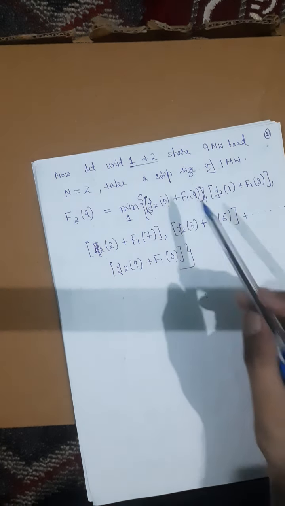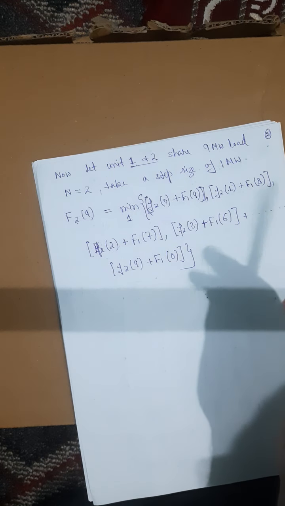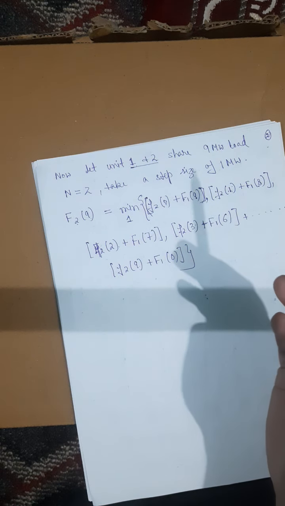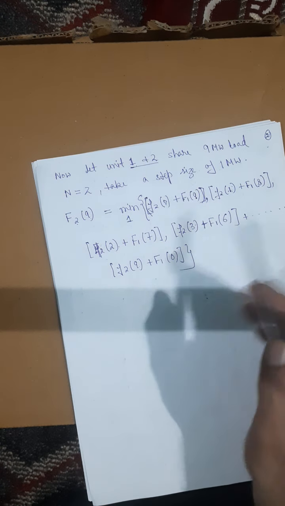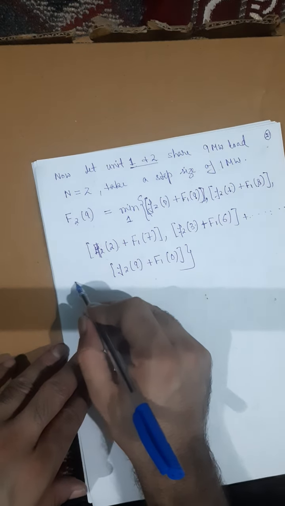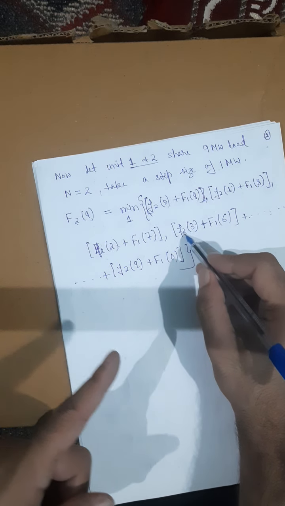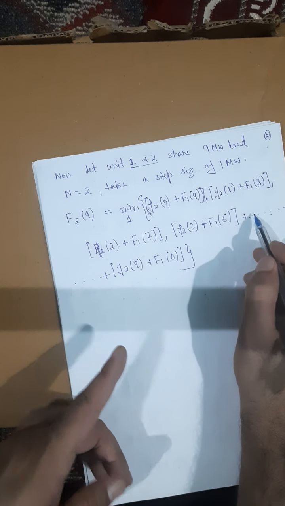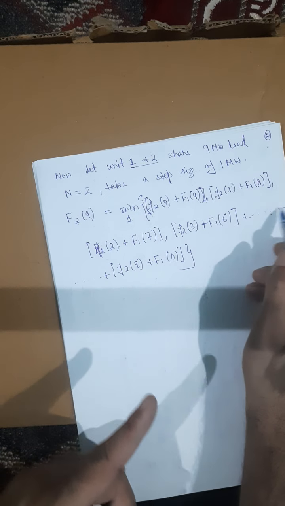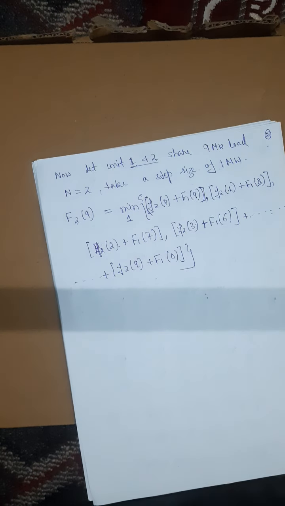So how many possible combinations will I get? From 0 to 9, that is 0, 1, 2, 3, 4, 5, 6, 7, 8, 9. So 10 combinations you will get here. That's why I'm using the sign here like this. It will continue, then you will increase here by one more. Here it will be F2(4) plus F1(5). At the last, you will get F2(9) plus F1(0). Are you getting it? Is it clear so far?